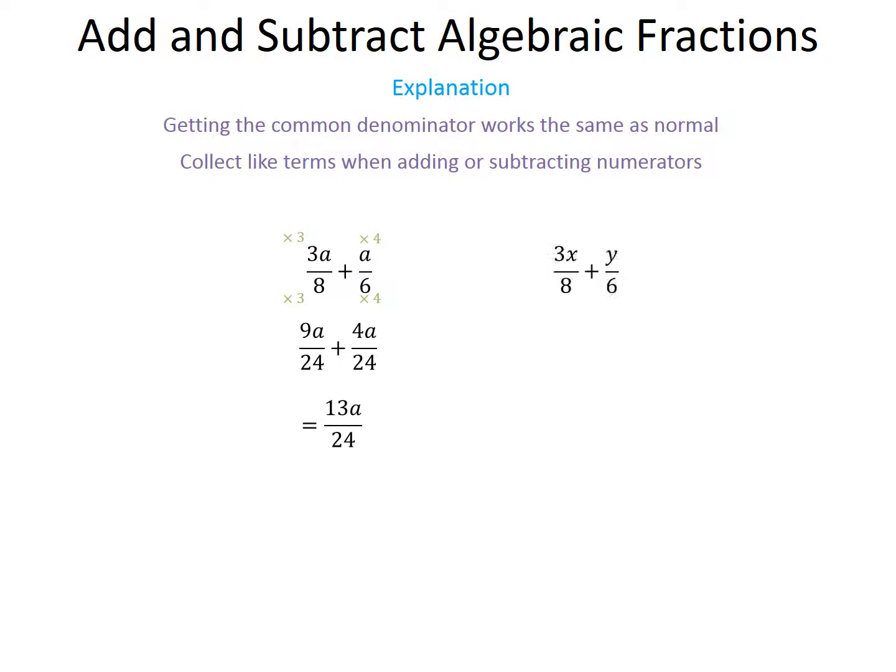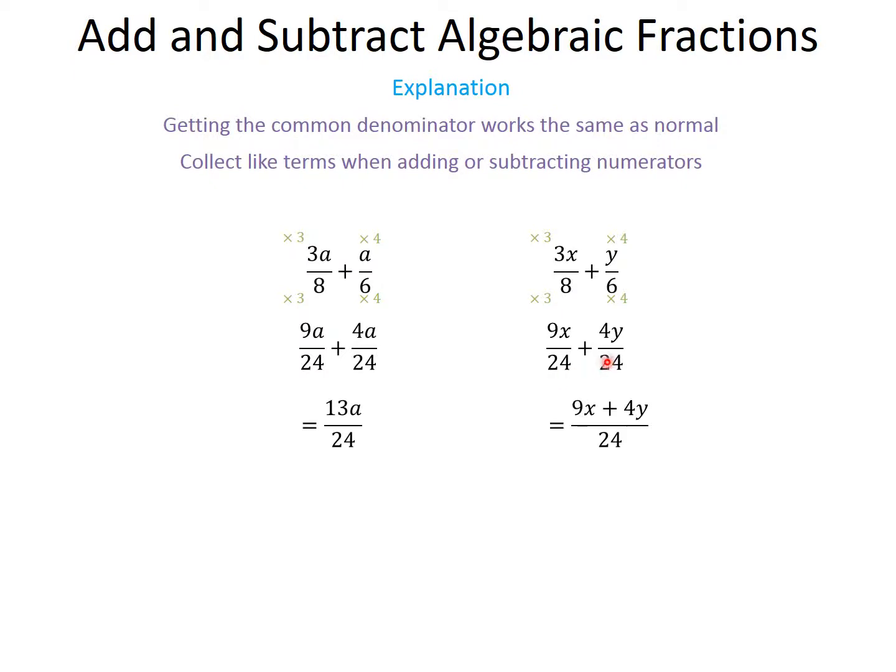Now I'm just going to change the question a little bit. This time we're going to use an x and a y there, just so we can see how this is a bit different. So finding the common denominator is exactly the same as over here, and so it's still 24. So I times this side by 3 and the other side by 4. But note that on my next line here, now I've got 9x over 24 plus 4y over 24. Now I can't add 9x and 4y. They're not like terms.